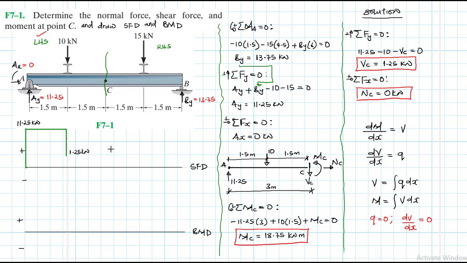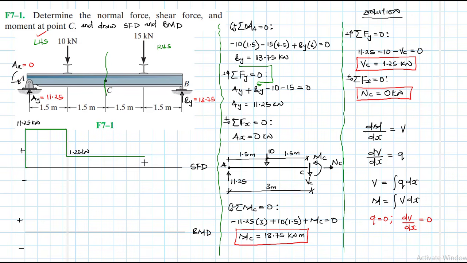Again, the same principle from 10 to 15 in this region. We don't have any loading. Therefore, the slope of the shear force diagram is going to be equal to 0. So we just expect a straight line again, up to where we have 15.